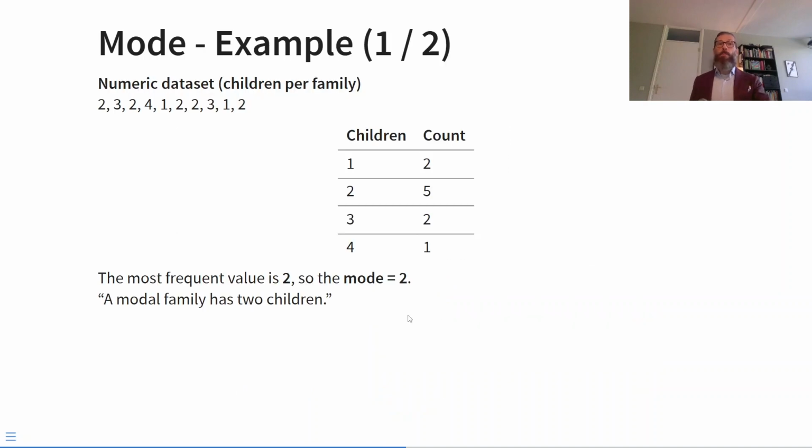So here's another example about number of children. Here we have a data set with children per family: 2, 3, 2, 4, 1, 2, 2, 3, 1, 2. We could calculate a frequency table, and then we would see that the majority of families has 2 children. So the mode is 2 children.